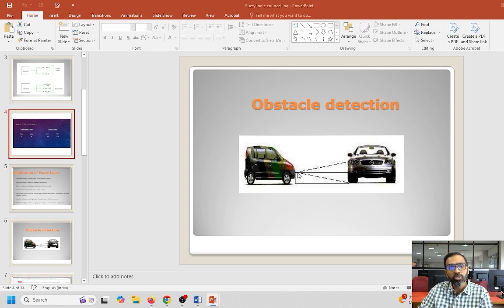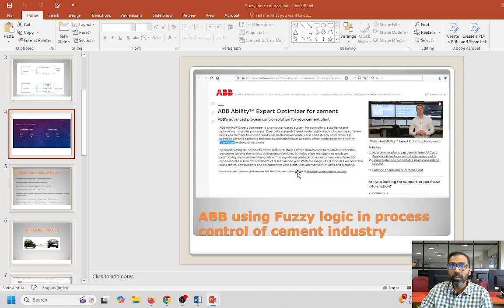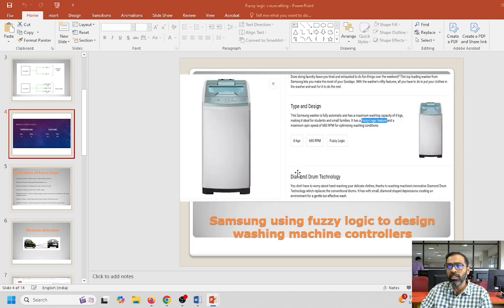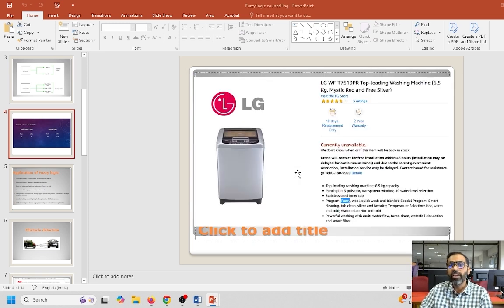So there is a very big sector wherein fuzzy logic can be used. We can also see here that ABB is using it in optimizing the cement industry. Samsung is using it in their washing machines. LG is using it in washing machines. So for the controllers being designed, the logic behind them, for example in a washing machine, is to get clean clothes.